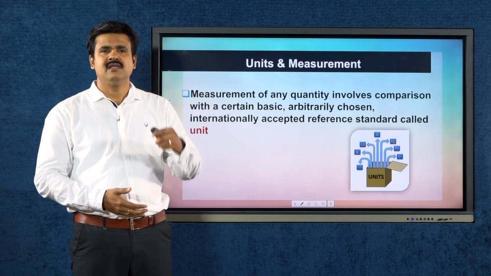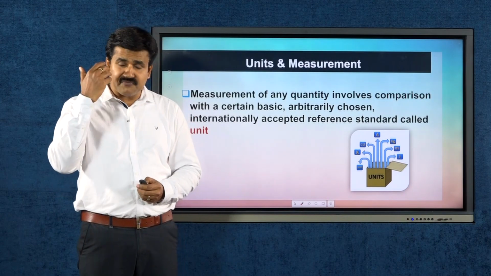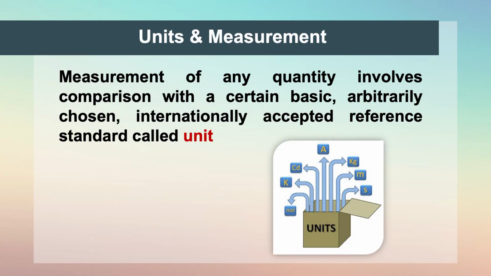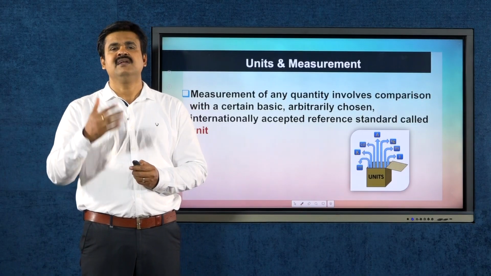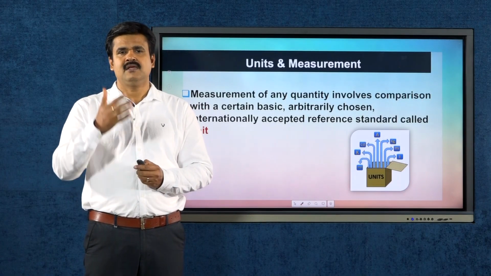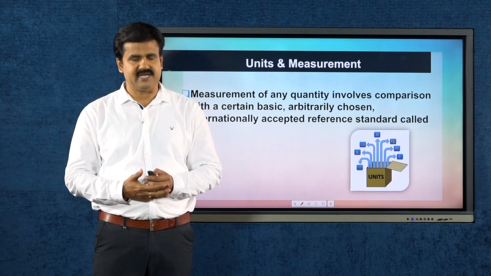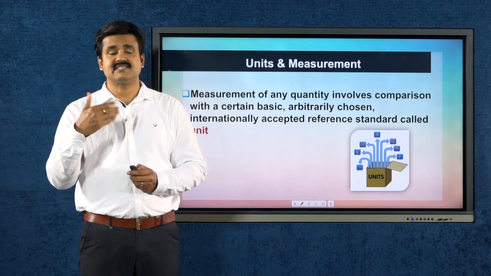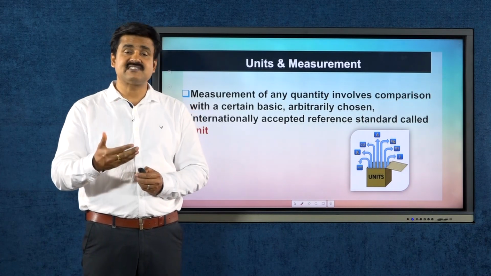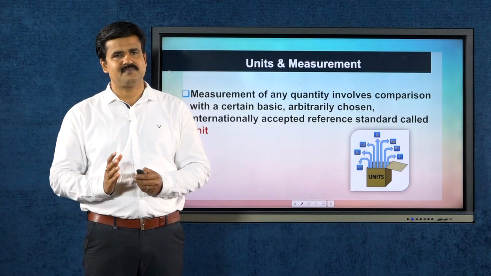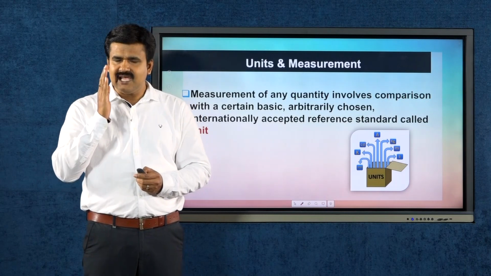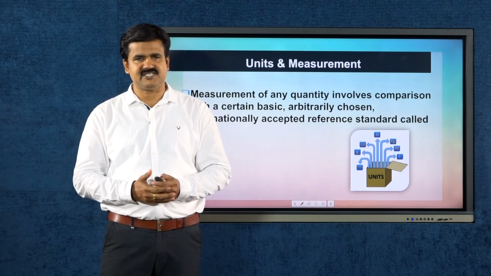First of all, every measurement of any quantity involves comparison with a certain basic arbitrarily chosen internationally accepted reference standard. That is known as the unit. For example, the internationally accepted unit of mass is kilogram, that of time is second, that of distance is meter, and so on. So, there should be a unit for a physical quantity.